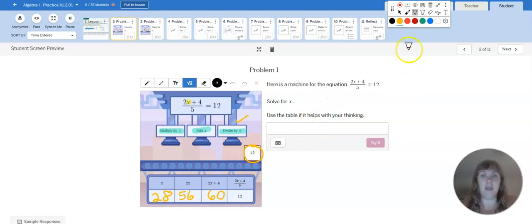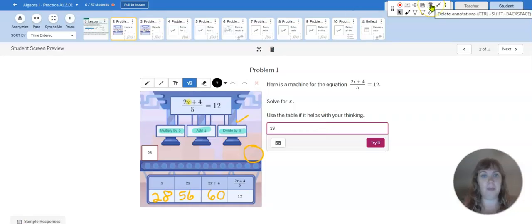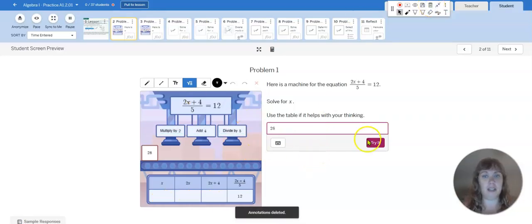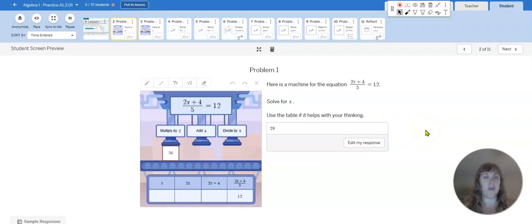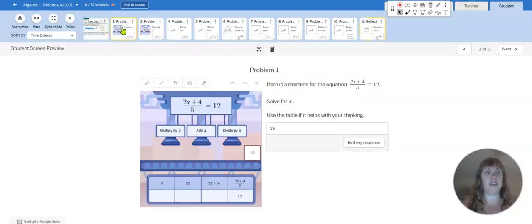So what I'm going to do is I'm going to plug in 28, and I'm going to clear the board, and we're going to see how the machine does. Multiply it by 2 to get 56, add 4 to get 60, divide by 5 to get 12. So we did it correctly. Yay! You'll also notice at the end of this, it will tell you when you got it correct. So number 1 is correct, so we're all set. So let's go to the next problem.